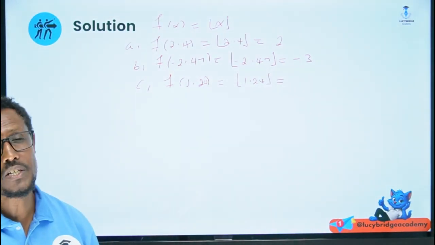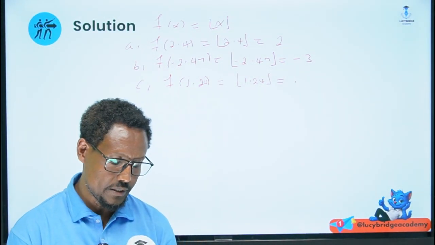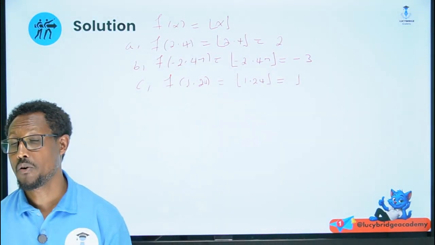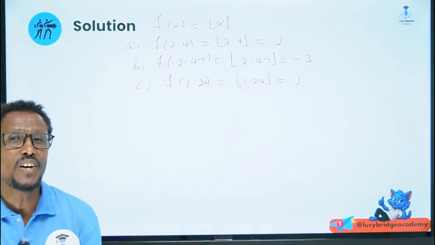The greatest integer less than or equal to 1.24 is 1. It continues like this. The floor, or the greatest integer less than or equal to x, is very simple, okay?